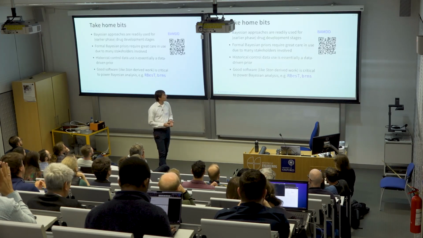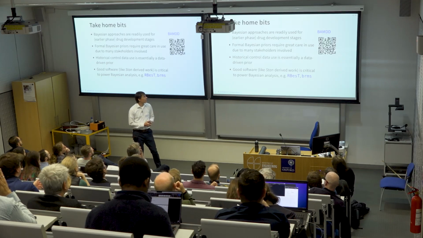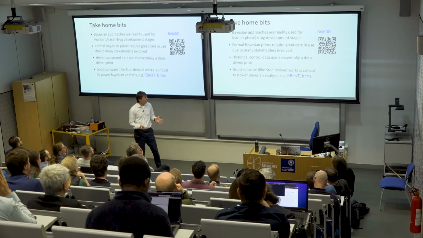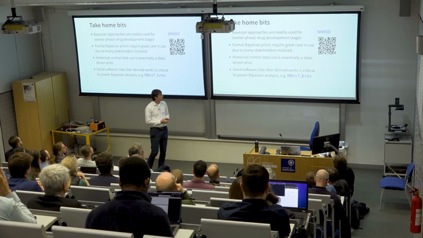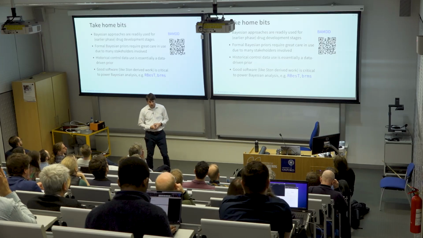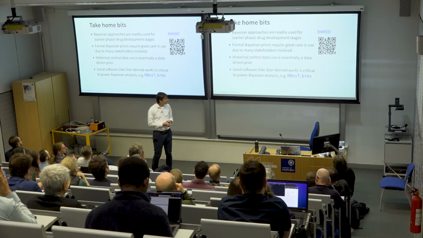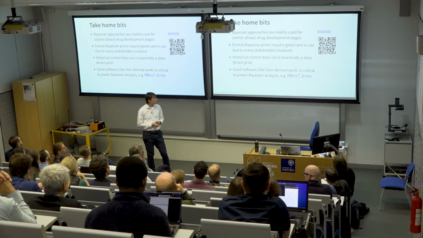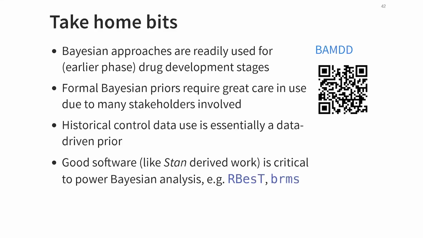Okay, this brings me to my end. Bayesian approaches are readily used by now for mostly earlier phase drug development stages. Formal Bayesian priors, where the analysis is really Bayesian insofar as the prior sticks, require great care and use due to the many stakeholders. We document all the type 1 and type 2 error, as you've just seen, and write down in parametric form what our prior is, and so on and so on.